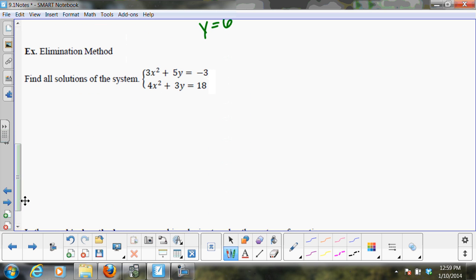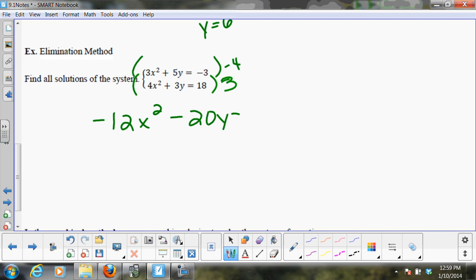The next example, we have x squareds and a y. So they are all different coefficients. So I'll just choose to get rid of y's. But to do so, I need to make their coefficients the same value, just one positive, one negative. I'm going to multiply the top one by a negative 4 and the second one by a 3. So I get 2 new equations.